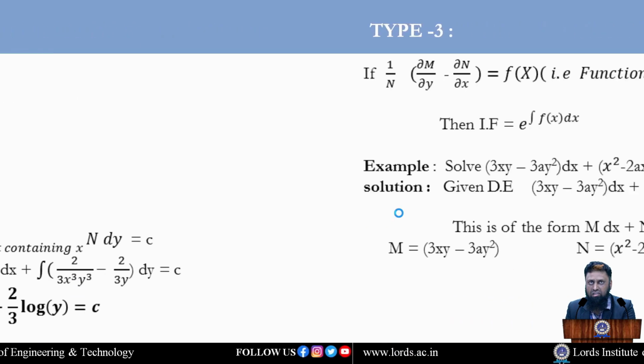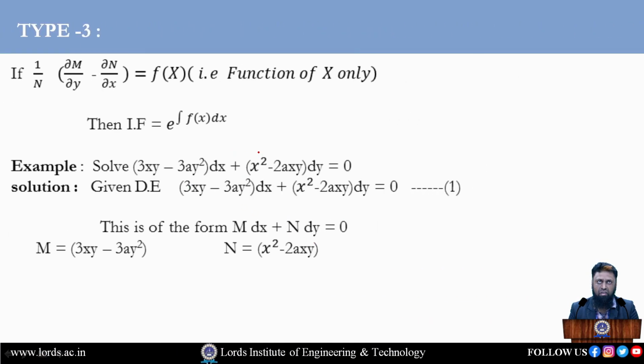Next we go to type 3. Here you remember this condition: 1 by N (∂M/∂y minus ∂N/∂x) equal to f(x), that is, a function of x only. Then we apply the integrating factor e power integral of f(x) dx. Now this is an example. Solve (3xy minus 3ay square) dx plus (x square minus 2xy) dy equal to 0. You mark this as equation number 1.